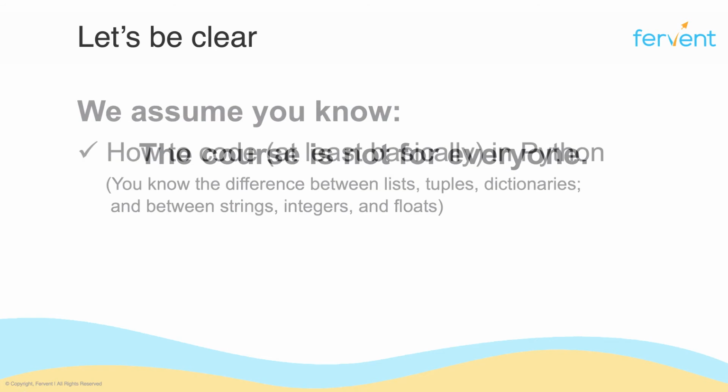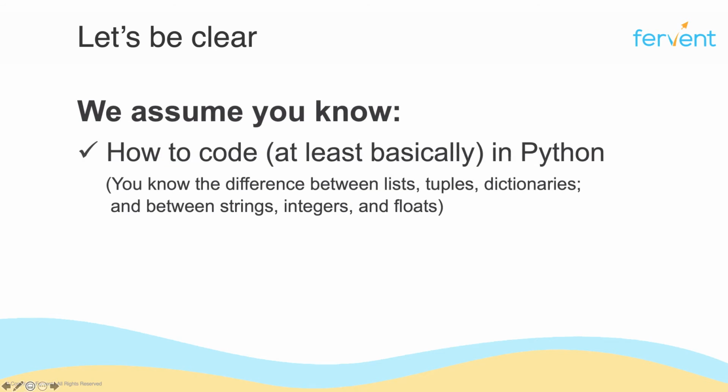For a start, we assume that you know how to code, at least basically, in Python. So we don't assume that you're an expert in Python, and you don't need to be an expert in Python to take the course. But you do need to know the difference between lists, tuples and dictionaries. And you need to know the difference between strings, integers and floats. Because we're not going to explain what these are. Instead, we're going to use these data structures to achieve our goal, to conduct investment analysis using natural language processing or NLP, and to ask and explore interesting questions. And so I really must stress that while we will explain every single line of code one step at a time, it is important that you know at least the basics of Python before you take this course.